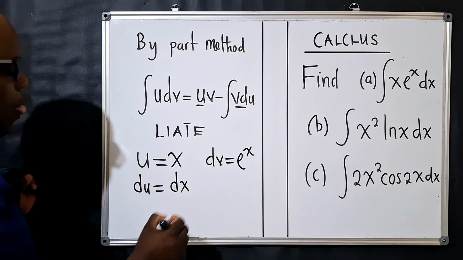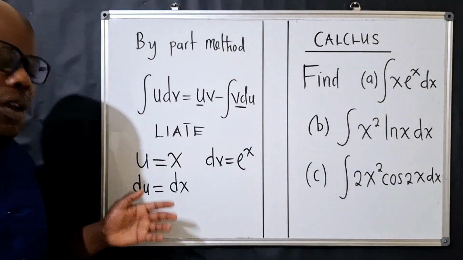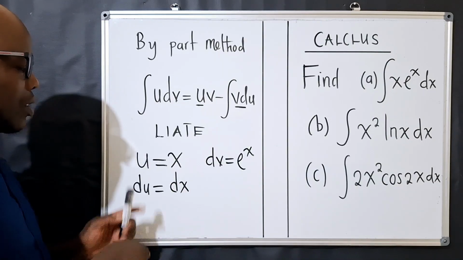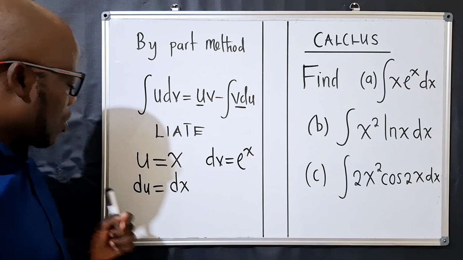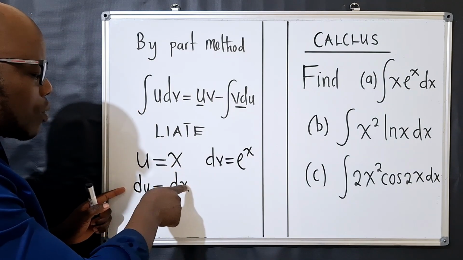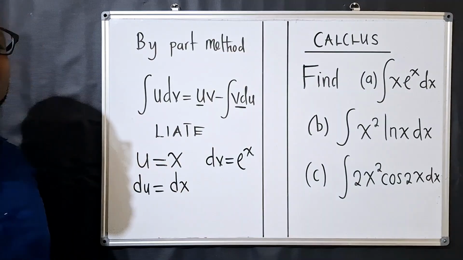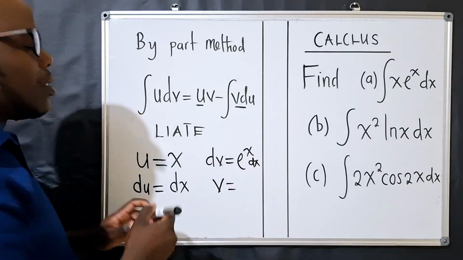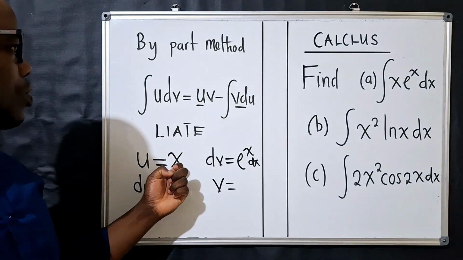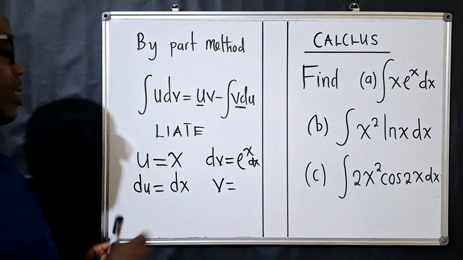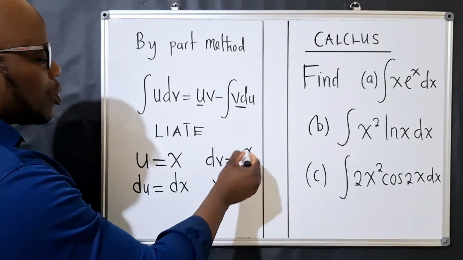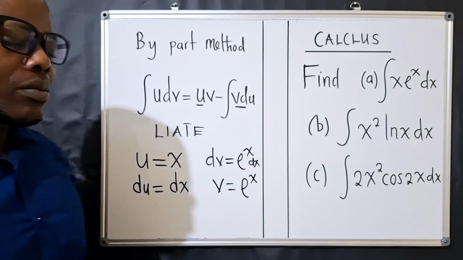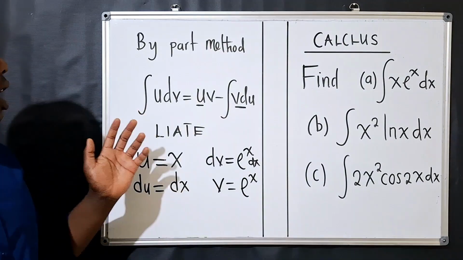And then I'm going now to find du. On du here, what you need to do is differentiate, or find the derivative of this with respect to x. So what is the derivative of x? It's 1. So we're going to write the derivative of x, which is 1. Don't forget to put dx. So in this case, du is just dx. And for v, you integrate what remains, which is the dv. When I integrate e power x, my answer will just be e power x. That's it. And when you do this, you now plug them in.